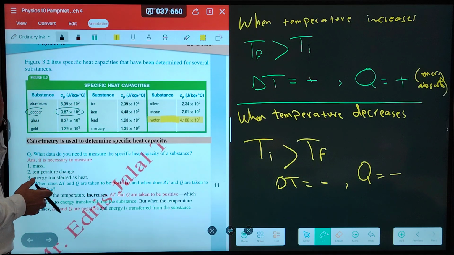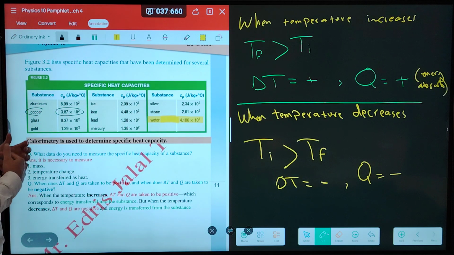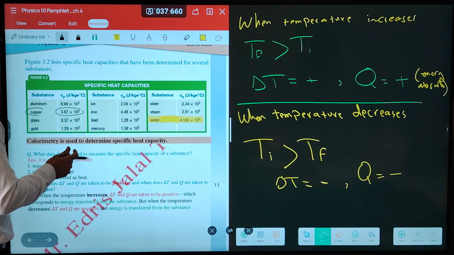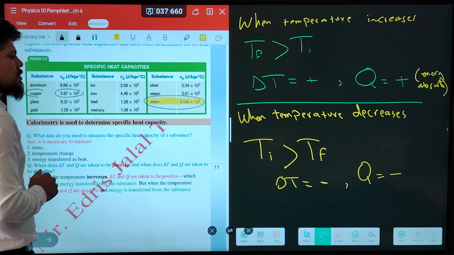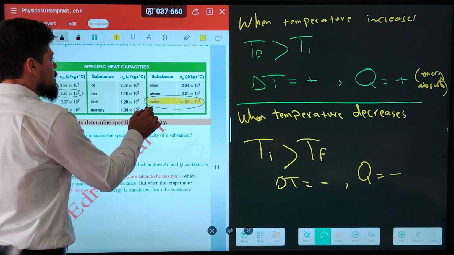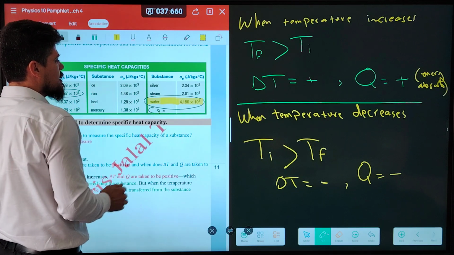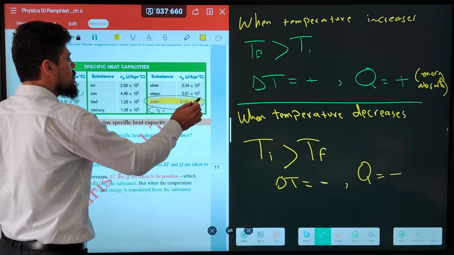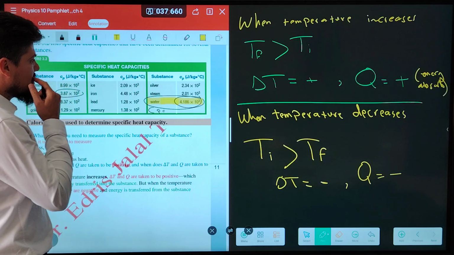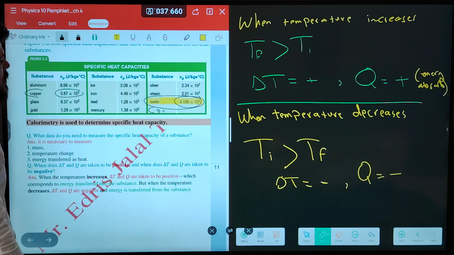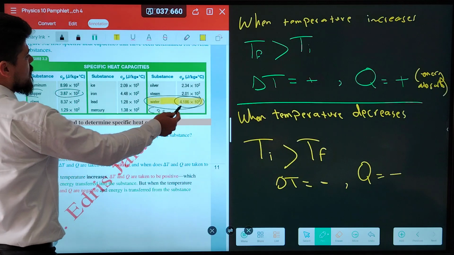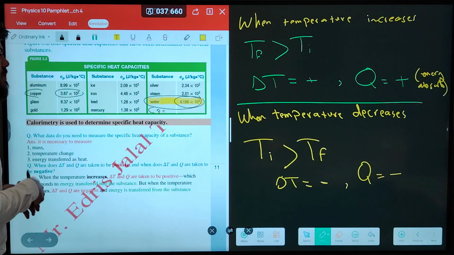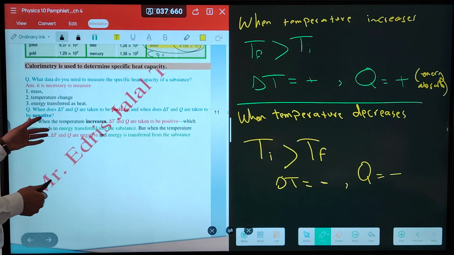So this is a table of the specific heat capacity for some substances. For the students, only the specific heat capacity of water is required to know. The Cp of water is not given in the exam, so you have to memorize that Cp of water is equal to 4,186 joules per kilogram Celsius. And you can also write it as 4.186 times 10 to the power 3, which is the same thing.